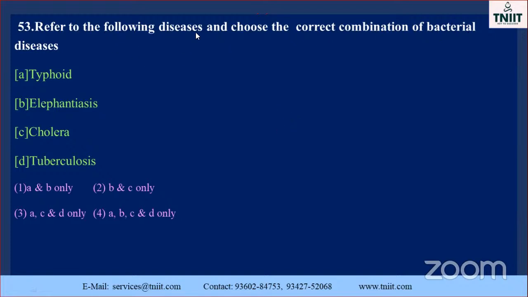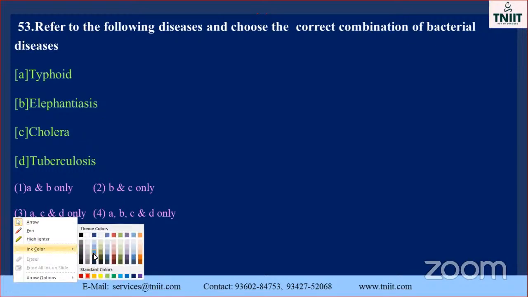Refer to the following diseases and choose the correct combination of the bacterial diseases. Typhoid, elephantiasis, cholera, tuberculosis. Okay, see: typhoid, mosquito; elephantiasis, Wuchereria bancrofti; cholera, Vibrio cholerae; tuberculosis, Mycobacterium tuberculosis. Here, just take an example. So all the things. What is the correct combination they asked? What is the correct combination?